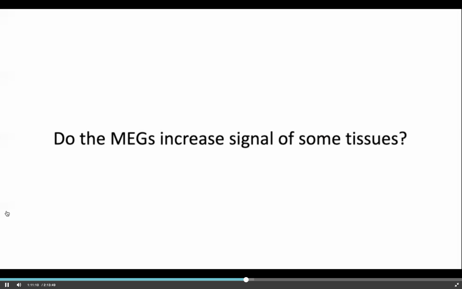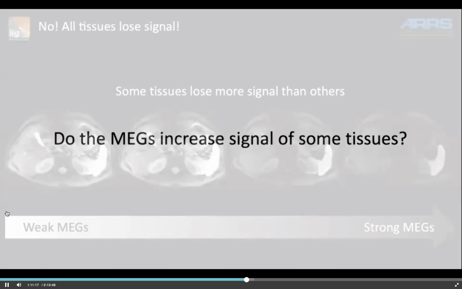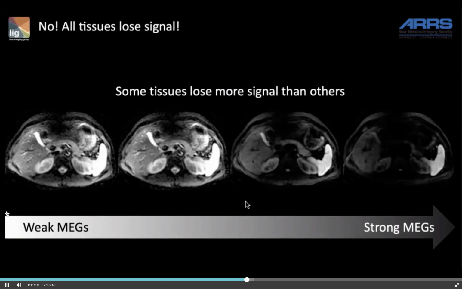Now, some people will say that in diffusion-weighted imaging, the signal of restricting tissue increases. And what I want to emphasize is that is not true. When you apply diffusion-weighted imaging, when you apply these motion encoding gradients, everything loses signal. Nothing gets brighter. However, some things lose more signal than others.